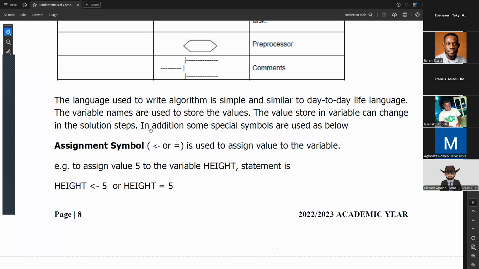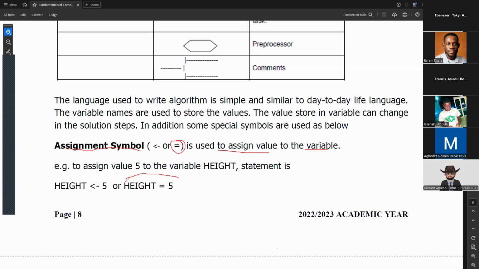One of such symbols is what we all know as the equal to sign. Anytime you see this symbol in a program, it is called an assignment operator. What we would all call equal to is called the assignment operator. What it means is that it is used to assign a value to a variable.